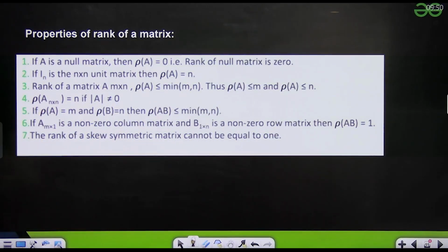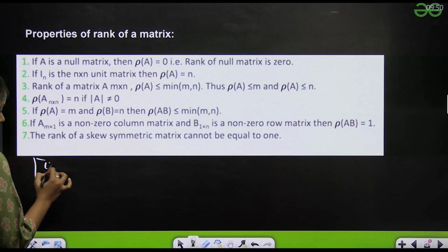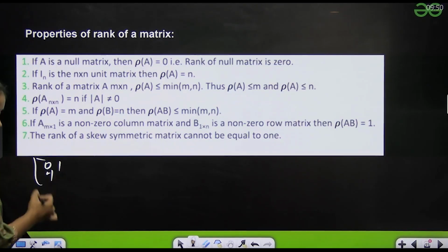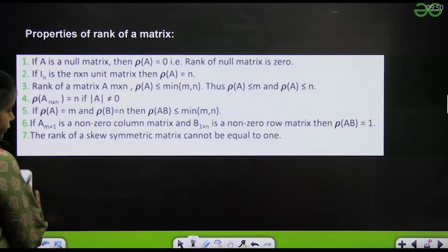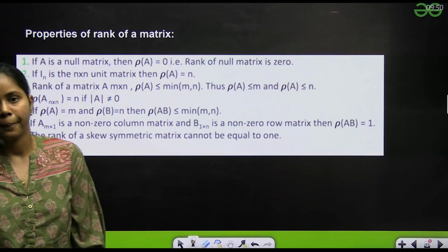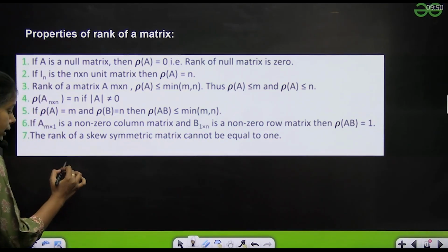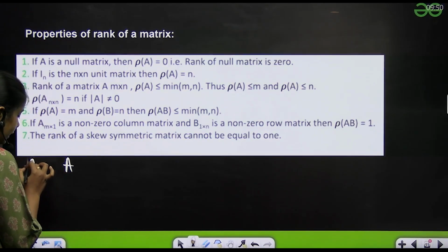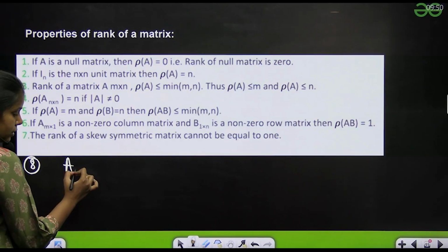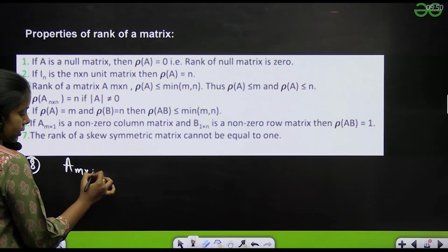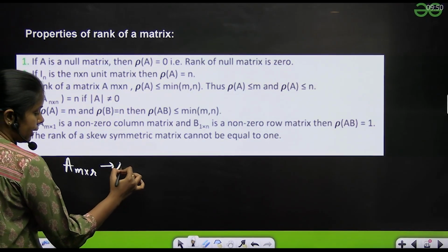The rank of a skew symmetric matrix cannot be equal to 1. That is true because we have 0 entries on the diagonal, and 1 and minus 1 off it, to make it skew symmetric. So the rank is either 0 or something else, but it cannot be 1. And one more property I am writing here: let's suppose A is a matrix of order m cross r and it has rank r.